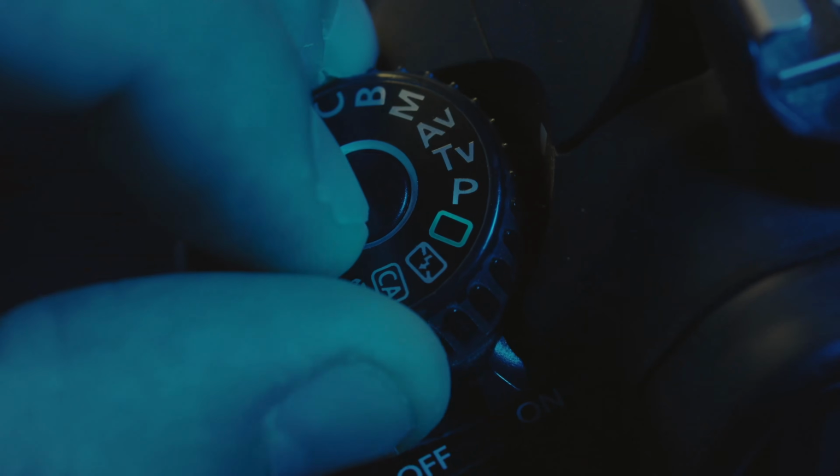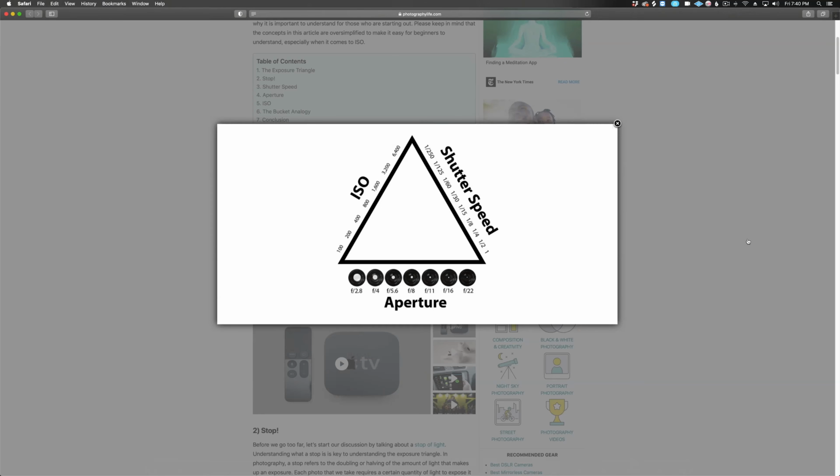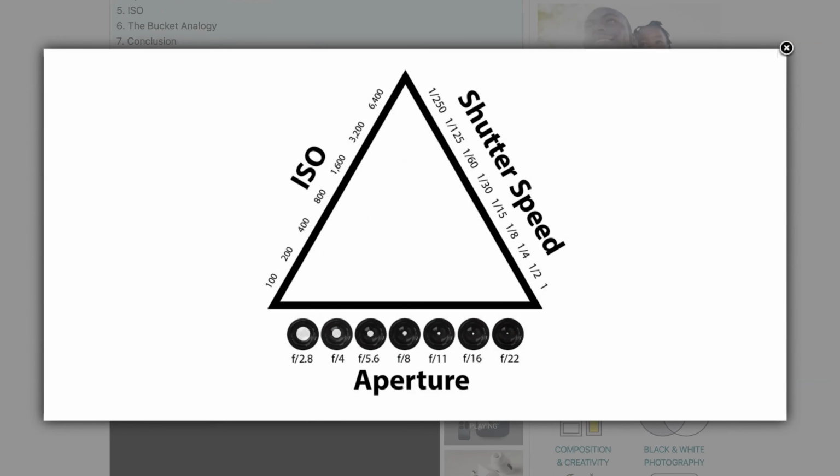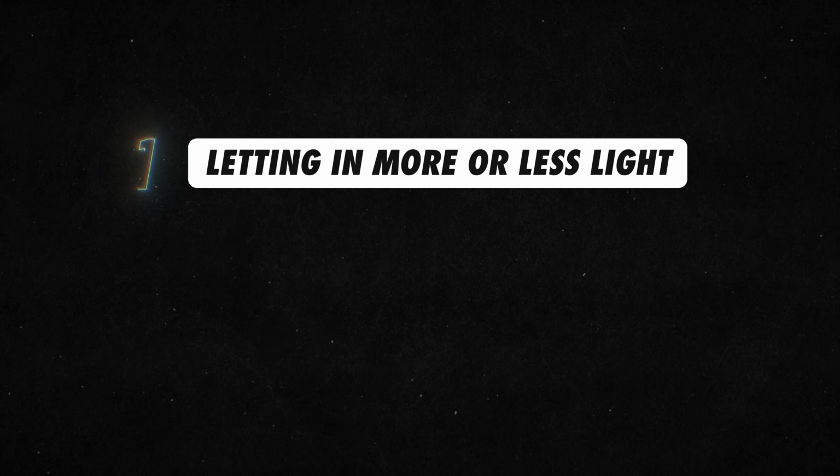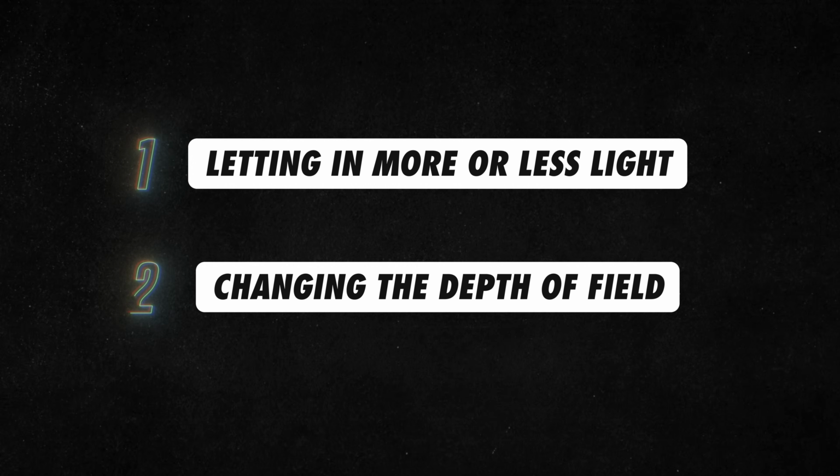We've already made a video about shooting manually for beginners, so we're not gonna bore you with the math and science of aperture in this video. Instead, we're gonna cover the two main uses for aperture: letting in more or less light, and changing the depth of field.